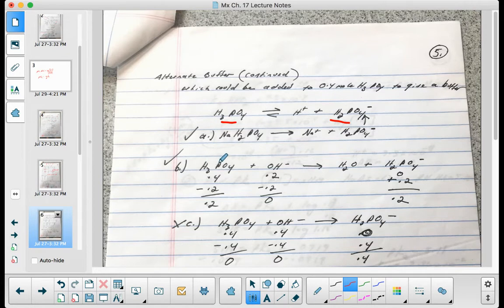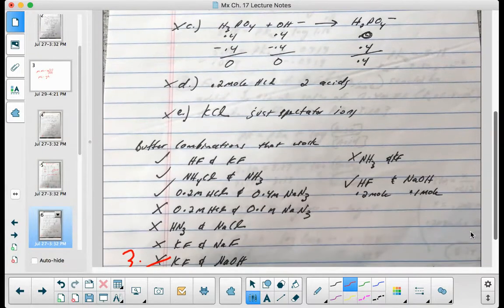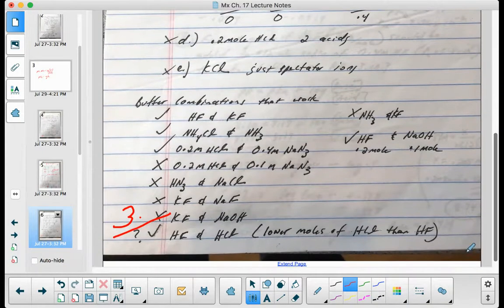Here's another example where it's the alternate route to it. As long as I have less of the strong base reacting, that means all the hydroxide disappears, reacts with half of the weak acid to produce an amount of that conjugate base. And then here's an example similar to the one that I showed you before. So here's some other examples. Here's some possible combinations, some nice examples to look at.